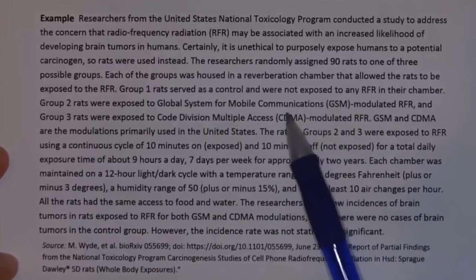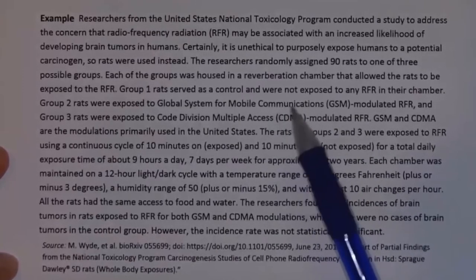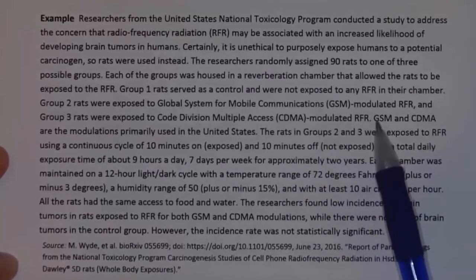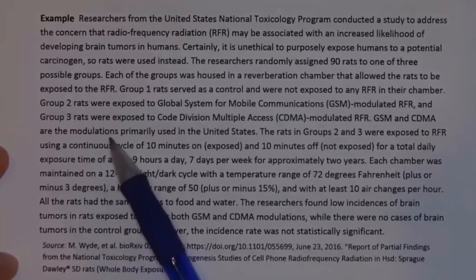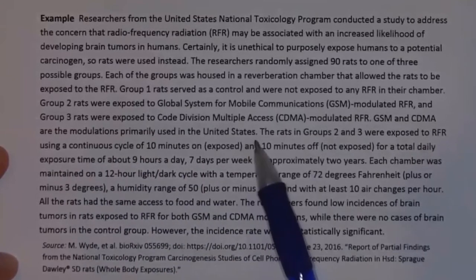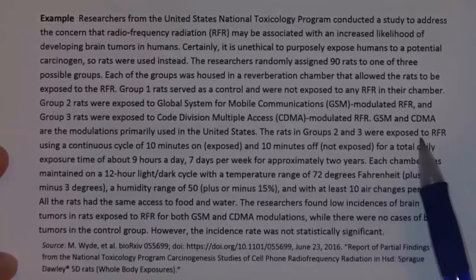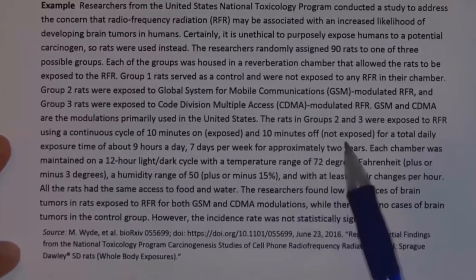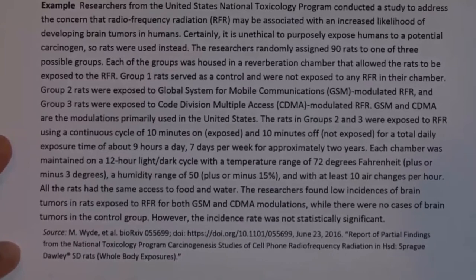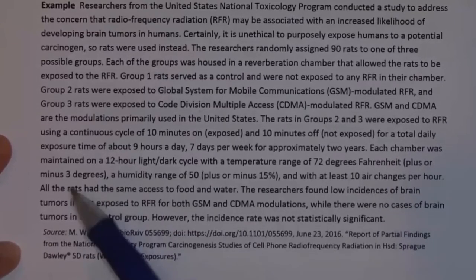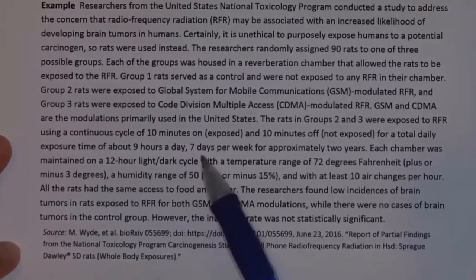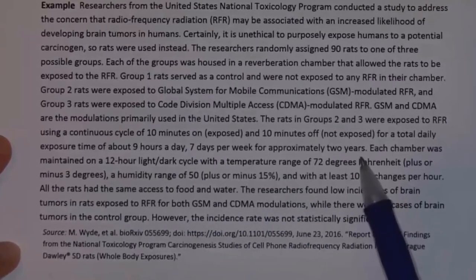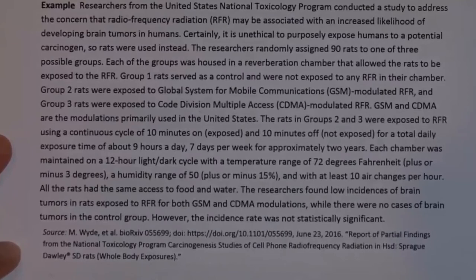Now, I don't know what any of that actually means, but they're exposing these rats to some level of radiation. GSM and CDMA are the modulations primarily used in the United States. The rats in groups 2 and 3 were exposed to RFR using a continuous cycle of 10 minutes on, exposed, and 10 minutes off, not exposed. So 10 minutes of radiation, then 10 minutes off, 10 minutes back on, 10 minutes back off, and so on, for a total daily exposure time of about 9 hours a day, 7 days a week, for approximately 2 years. So for 2 years, these rats are being exposed to radiation, 10 minutes on, 10 minutes off.